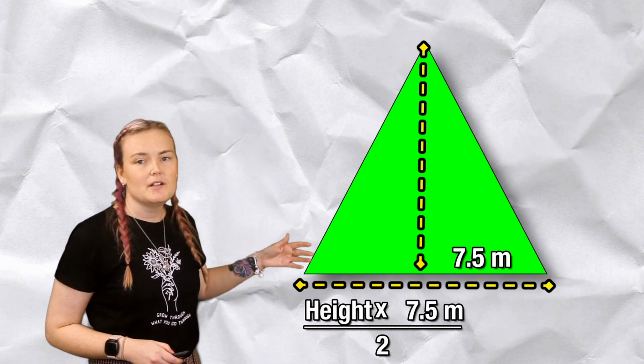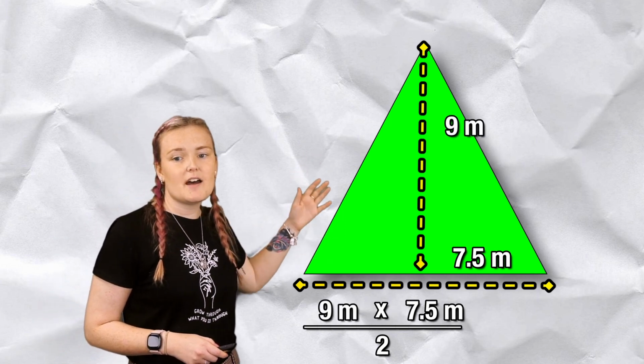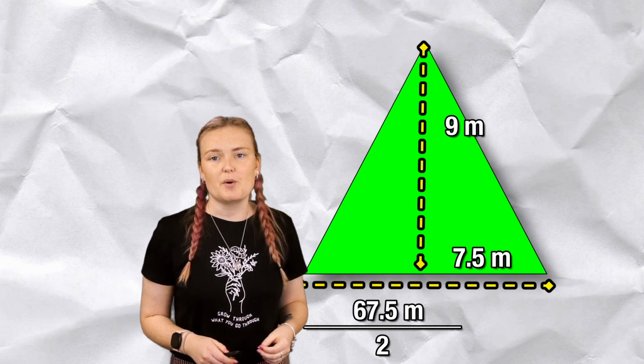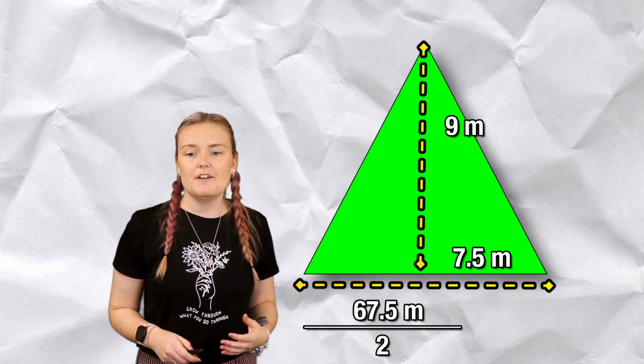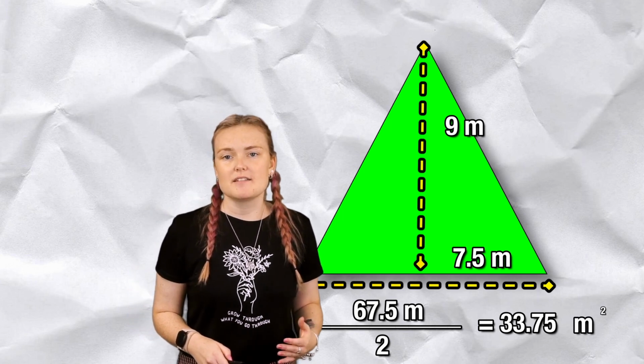For example, base here is 7.5, the height is 9, so if I times those two together I get 67.5, and then I'm going to half it to get 33.75, and my units are metres squared.